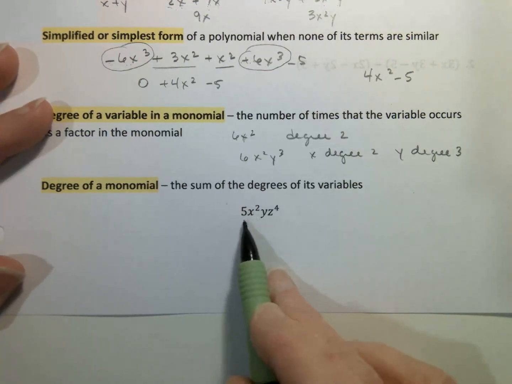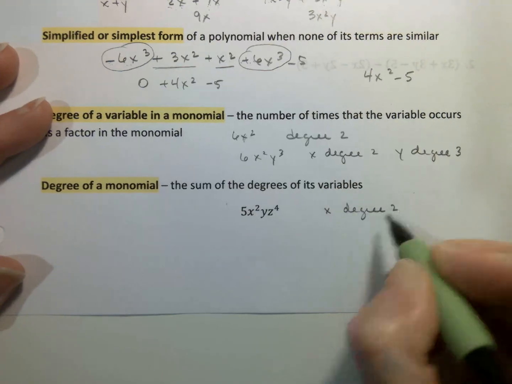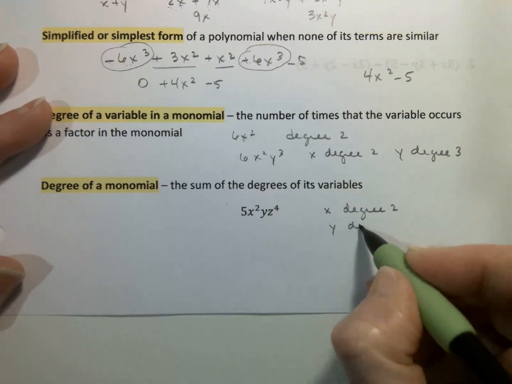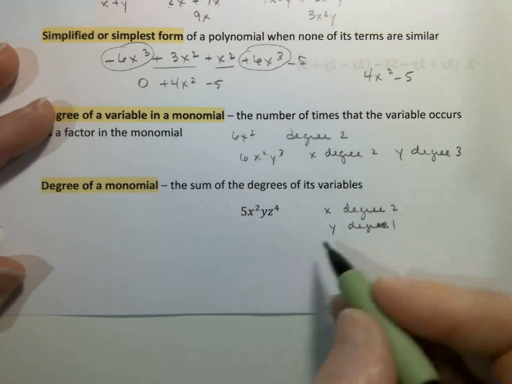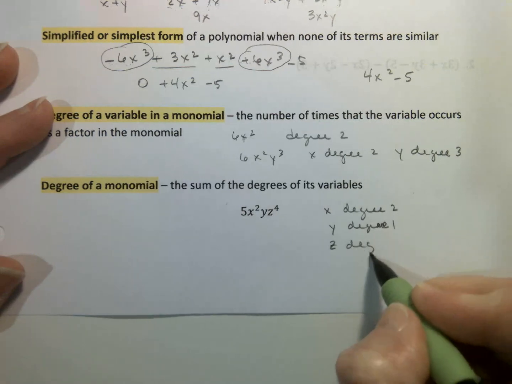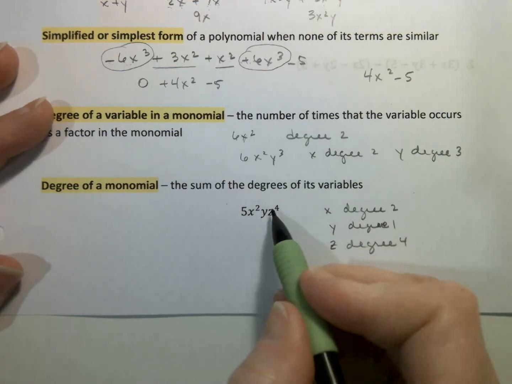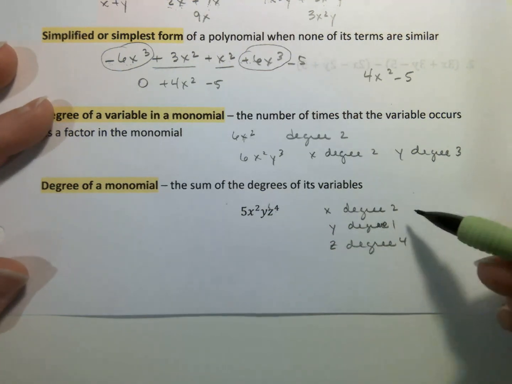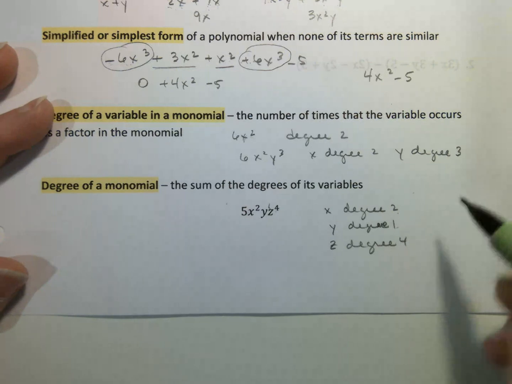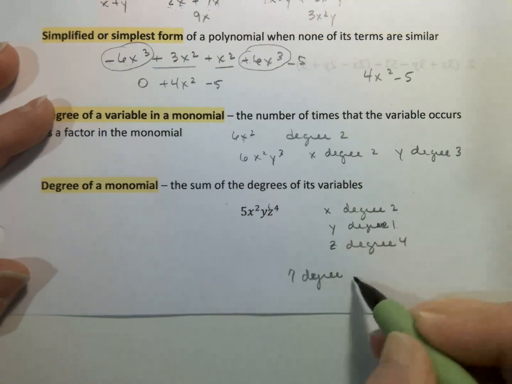So here's a monomial. If I look at it, the x is degree 2, because there's 2 of them. The y is degree 1, because there's 1. Can't write very well. The z is degree 4, because there's 4 of them. We're just looking at the exponents. If there's no exponent, we assume that it's a 1. Okay, so if I add all these up, 2, 3, and 7, this is a 7-degree monomial.